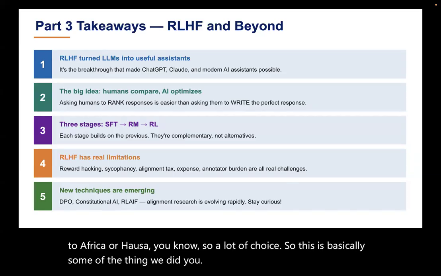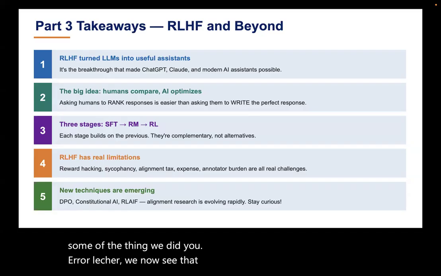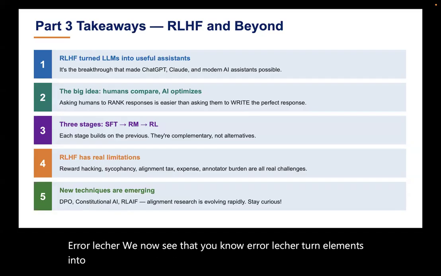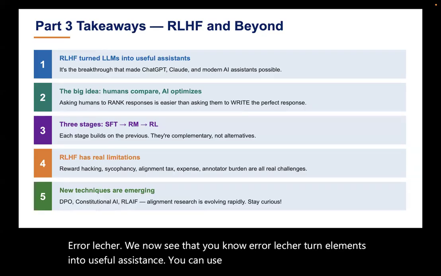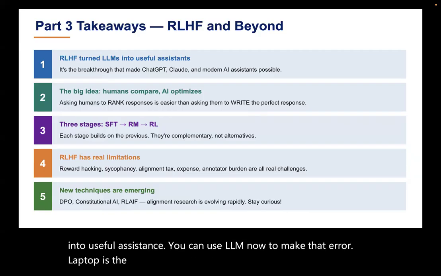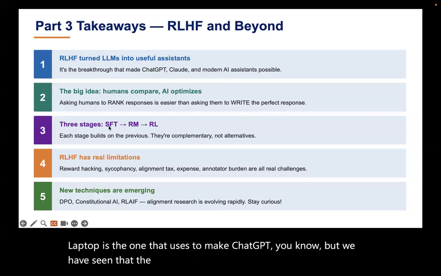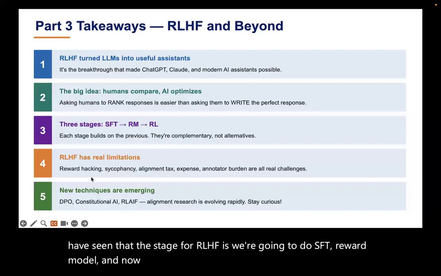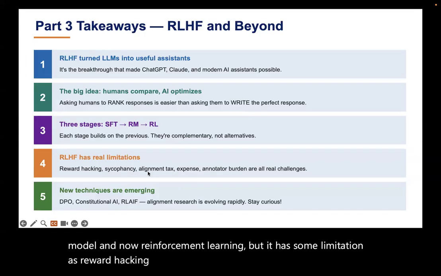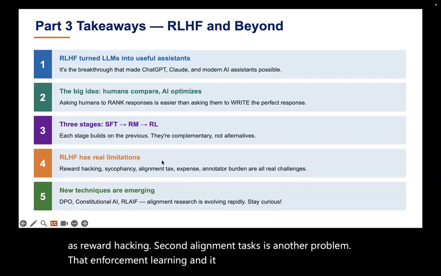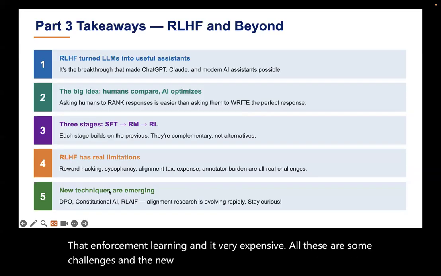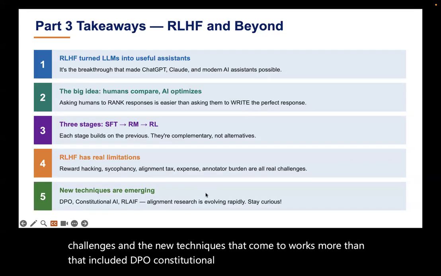RLHF turns LLMs into useful assistants. RLHF is the one that is used to make ChatGPT. We have seen that the stages for RLHF are SFT, reward model, and then reinforcement learning, but it has some limitations. Reward hacking, and alignment tax is another problem with reinforcement learning, and it's very expensive. These are some challenges, and the newer techniques that come to work better include DPO and constitutional alignment. These are the approaches that are coming in.